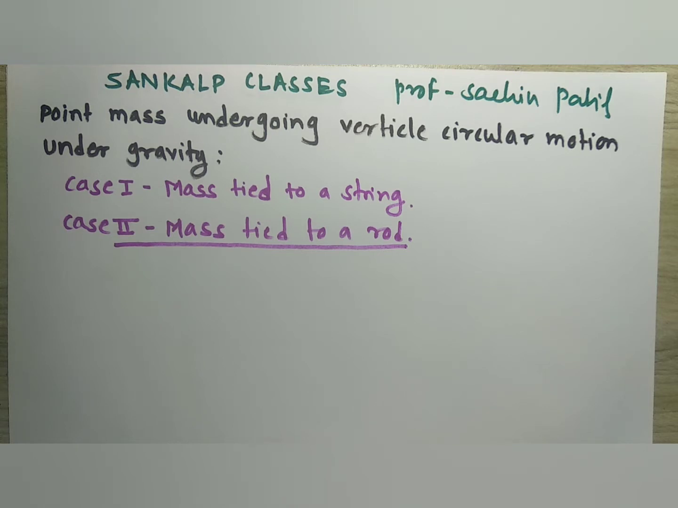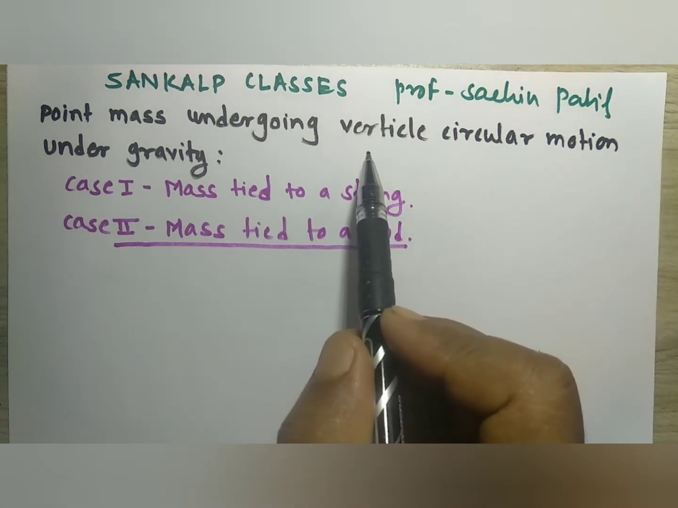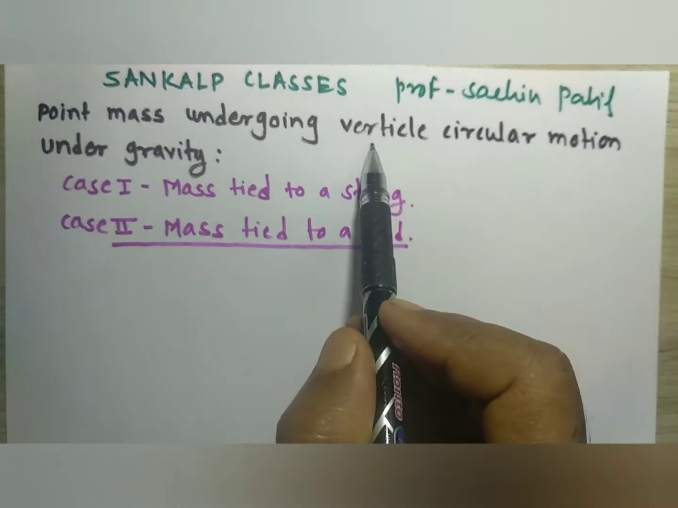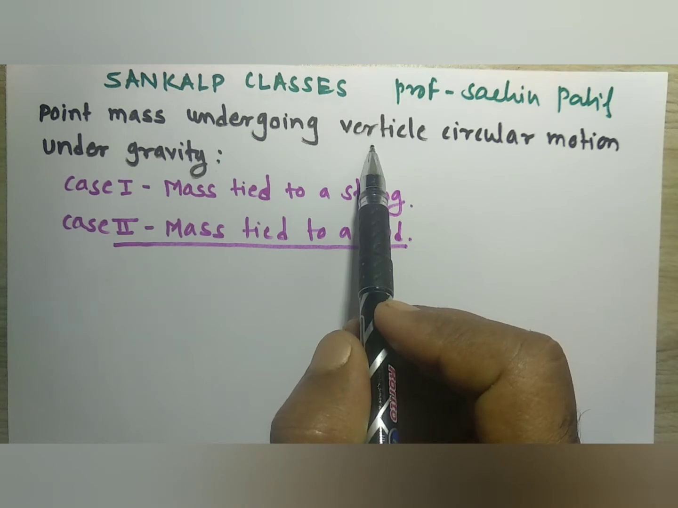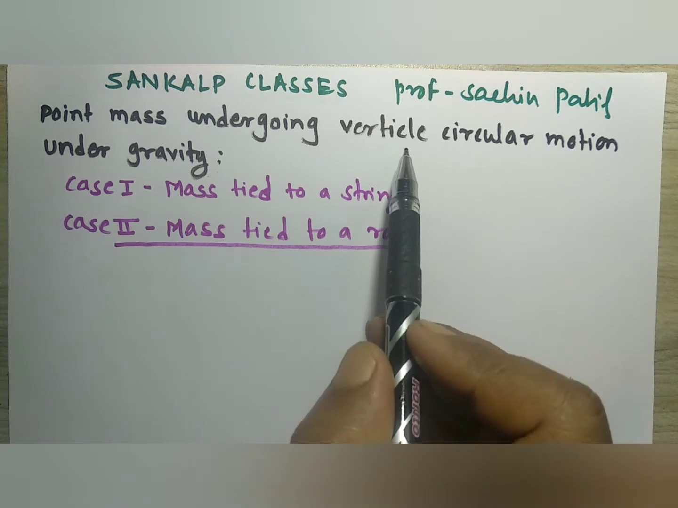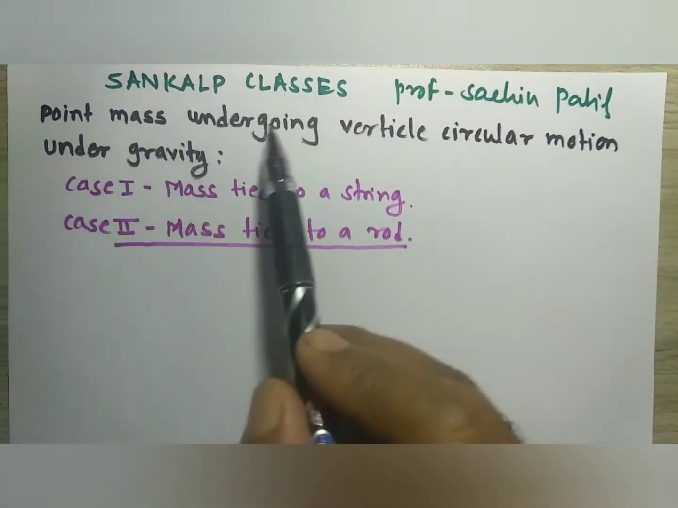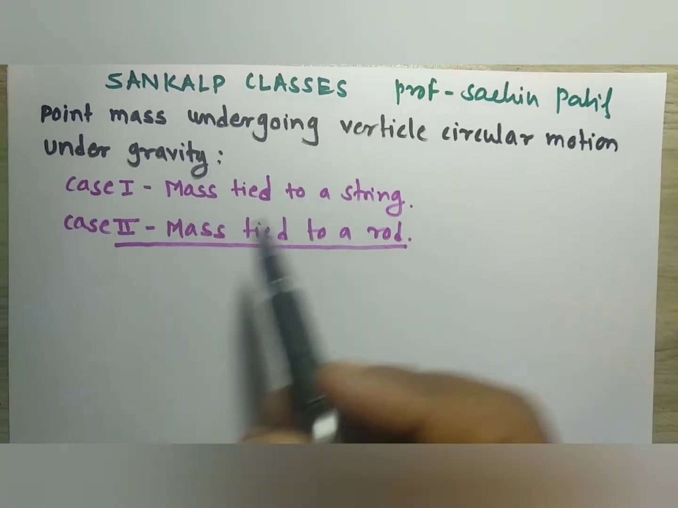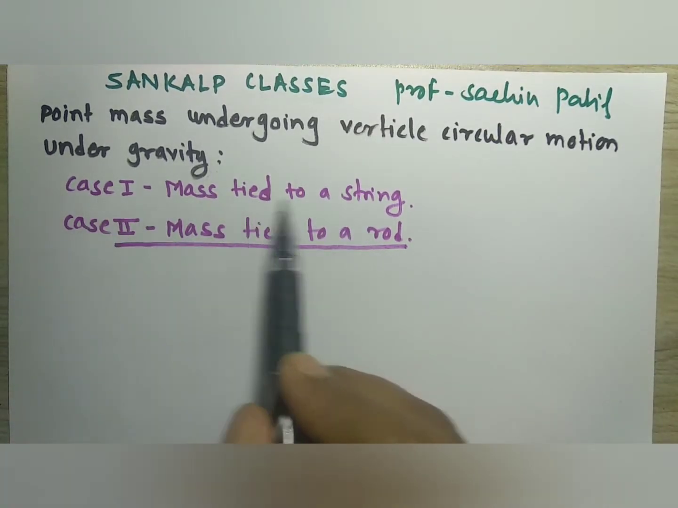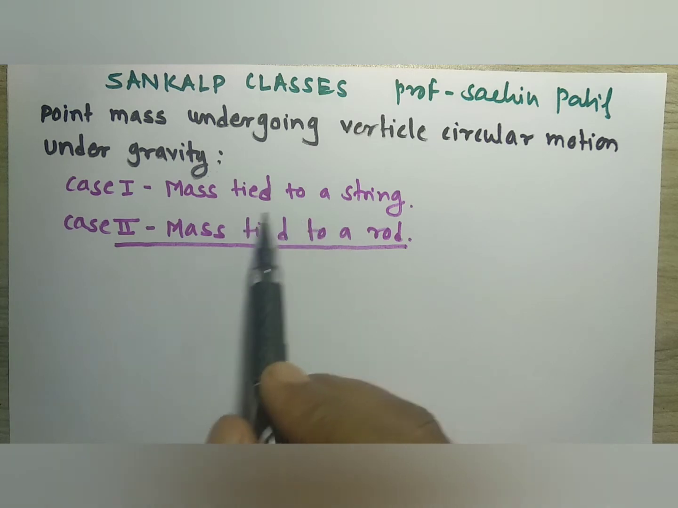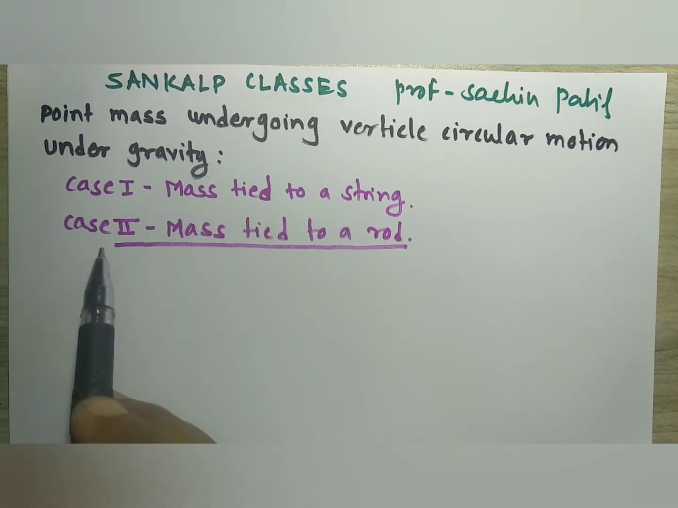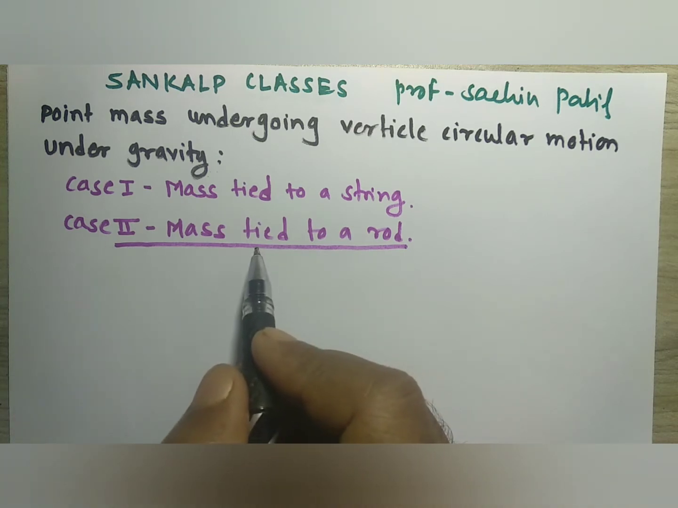Right now we are going with a point mass undergoing vertical circular motion under gravity. We know that there is controlled vertical circular motion and vertical circular motion under gravity. We have now studied the concept of a point mass undergoing vertical circular motion under gravity, in which case 1 is mass tied to a string. It was thoroughly discussed in the previous lecture. Right now we are going with case 2, mass tied to a rod.